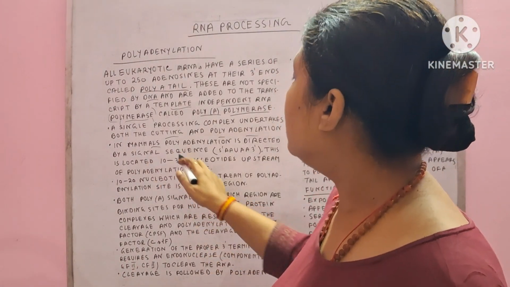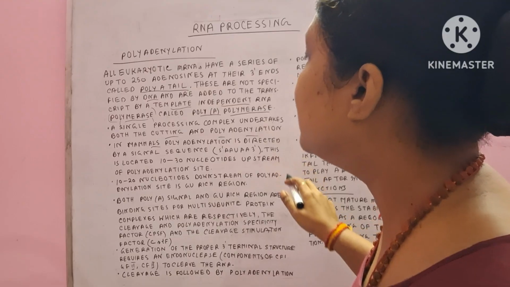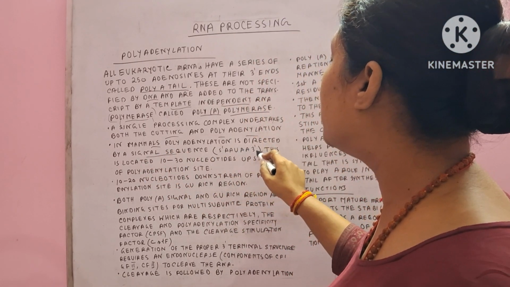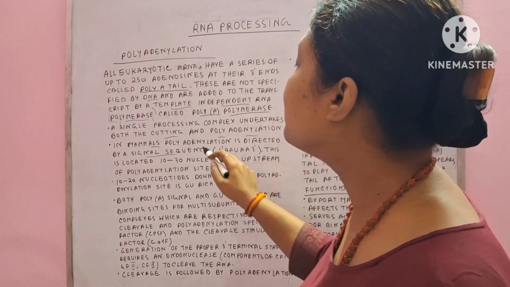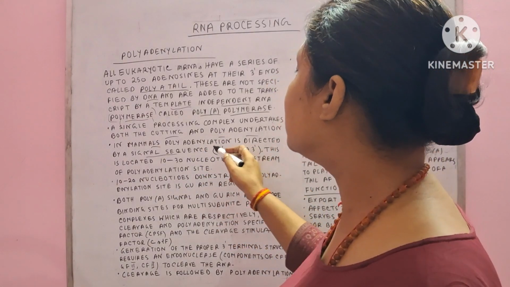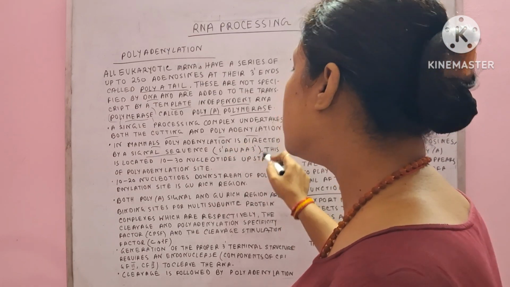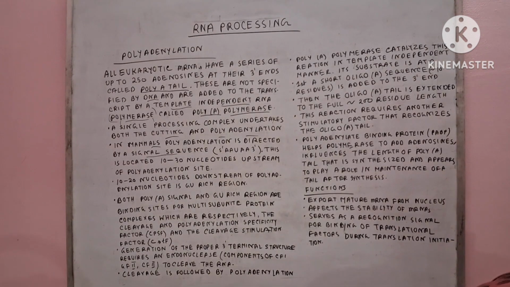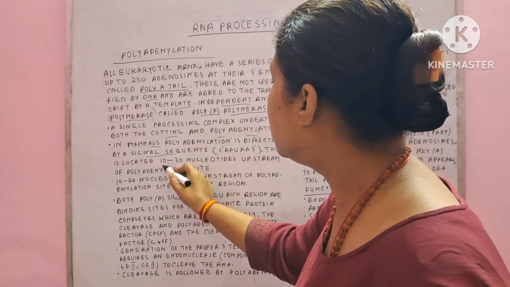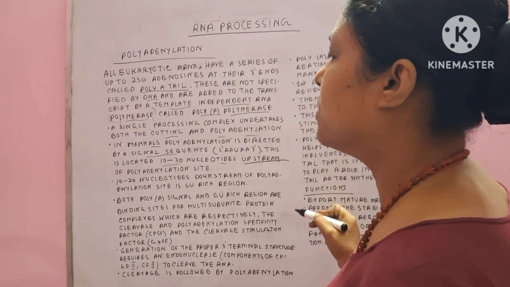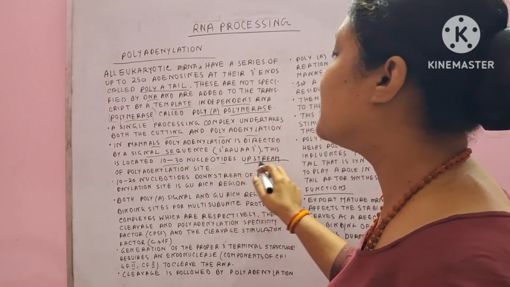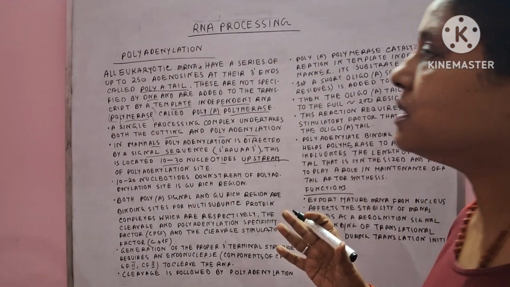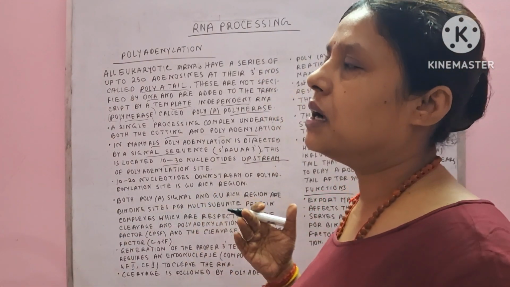Generally, in the case of mammals, the polyadenylation signal sequence is 5' AAUAAA 3'. It is a single signal sequence involved in the polyadenylation process in mammals. And where is it located? It is located 10 to 30 nucleotides upstream of the polyadenylation site. There are two streams present in the transcript: one is the upstream and another is the downstream.